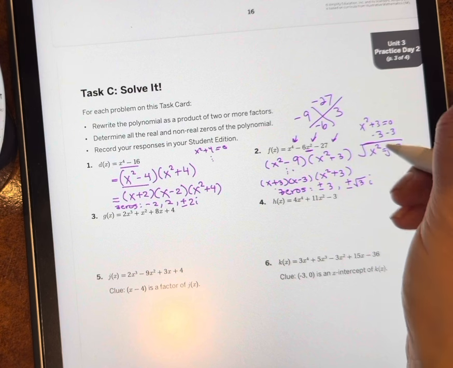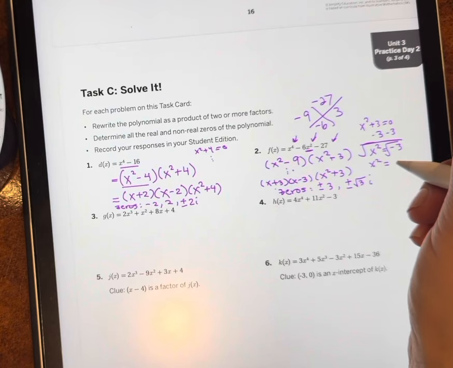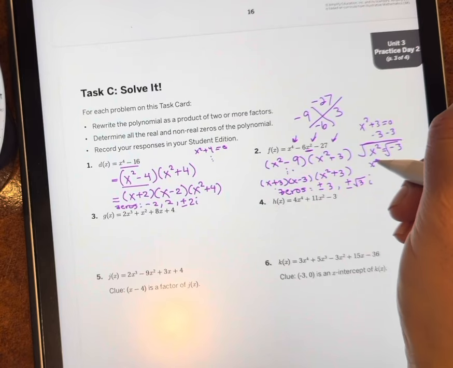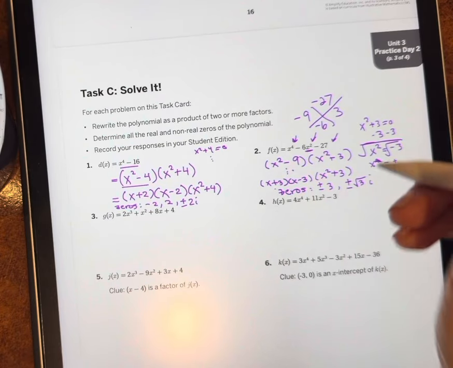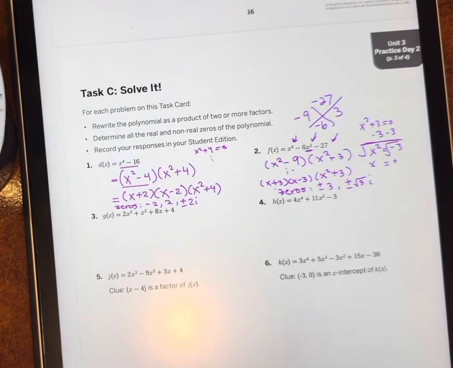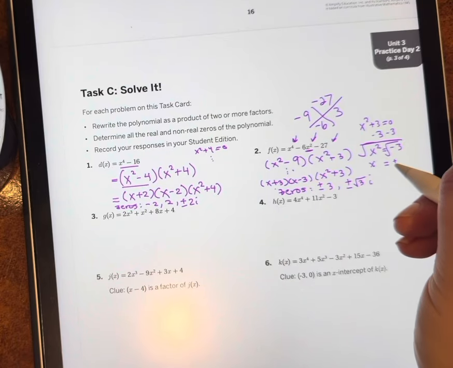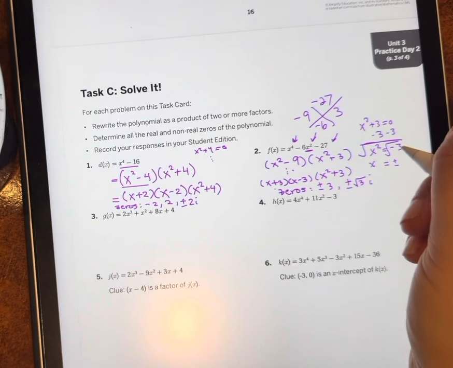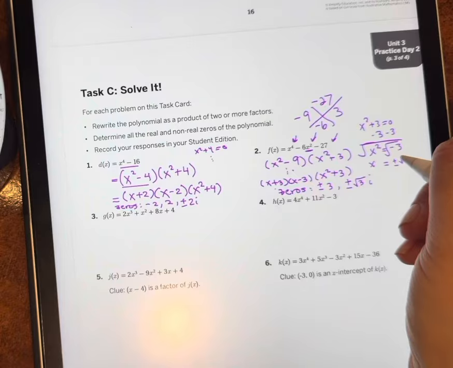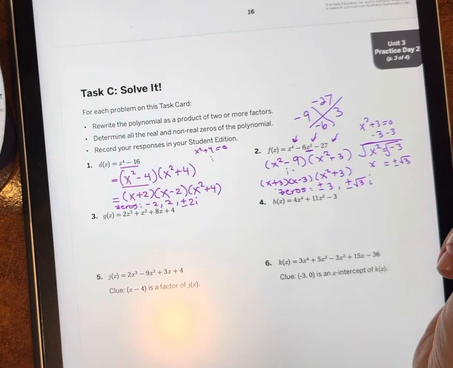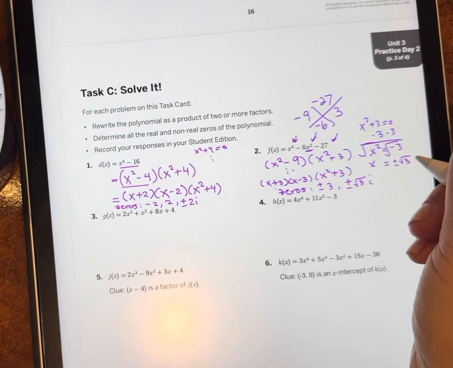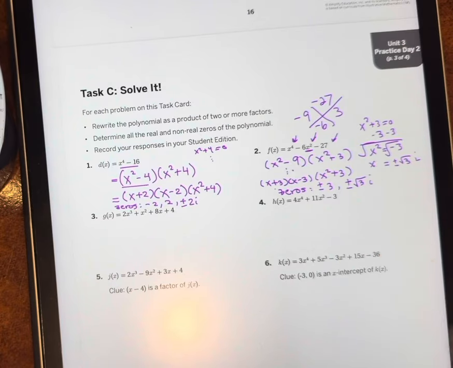Then you square root both sides. So we square rooted both sides. Square root and square cancel. I get x equals, anytime I square root both sides, I get a plus or minus. And then the square root of 3 is not doable. We keep it square root of 3. But the negative will become an i outside of the radical. So that's where that came from. Those are the zeros.